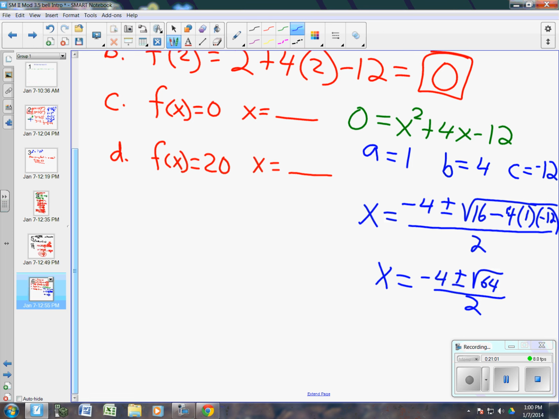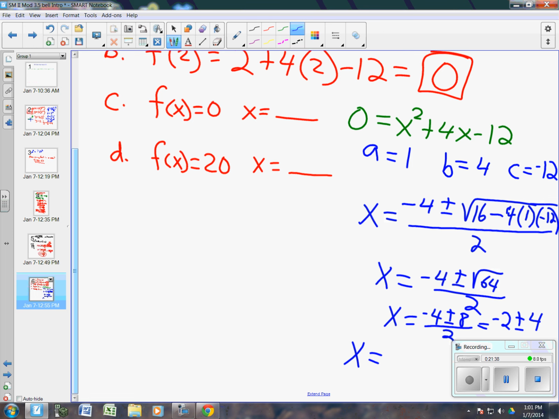What's the square root of 64, Spencer? 8. So this comes out to be x equals negative 4 plus or minus 8 over 2. Now 2 goes into both those numbers, doesn't it? This 2 will divide into both of those. So 2 will go into negative 4 negative 2 times, plus or minus, and 2 will go into 8 4 times. There's our 2 answers, but I got to write them separately. How am I going to get my 2 answers out of that?